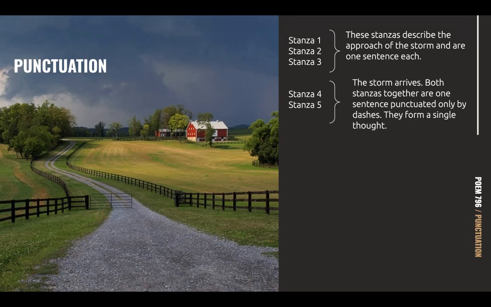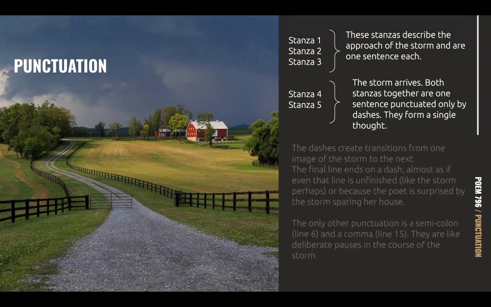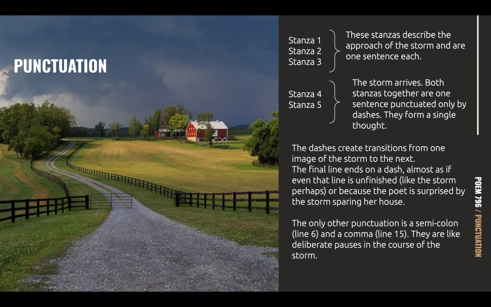And the punctuation there, what the dashes do, is create a series of transitions from one image to another. It's like flashing on that and then flashing on the next thing. And the final line even ends in that dash, that kind of unfinished thing. So it's almost like a montage of images that's being created by these different descriptions of the storm that she is conjuring up.